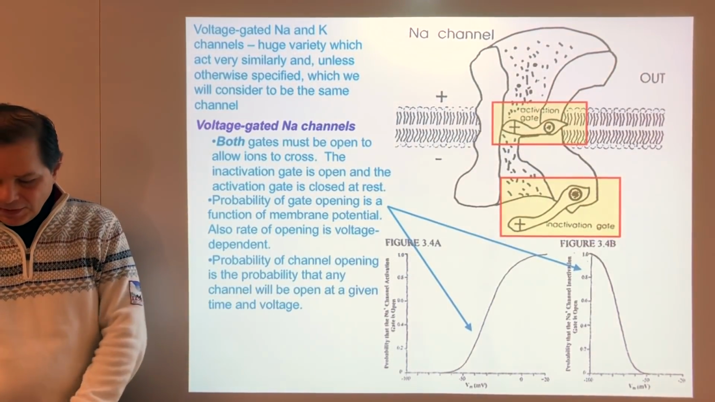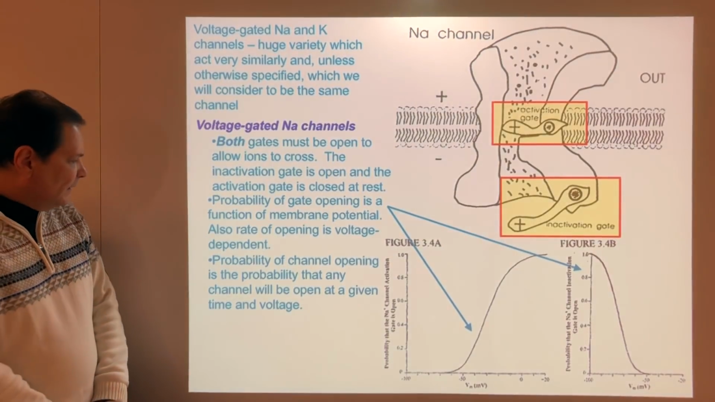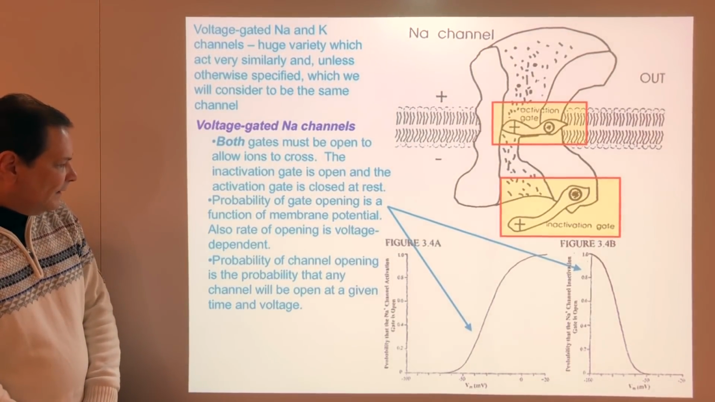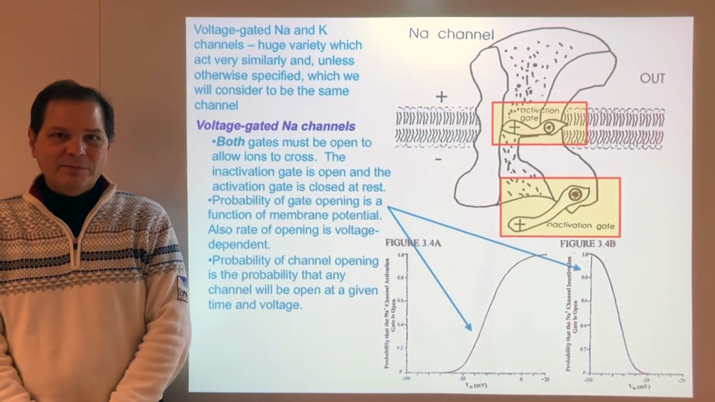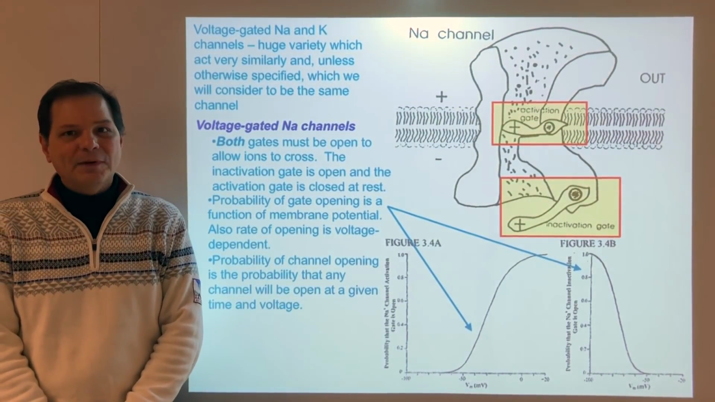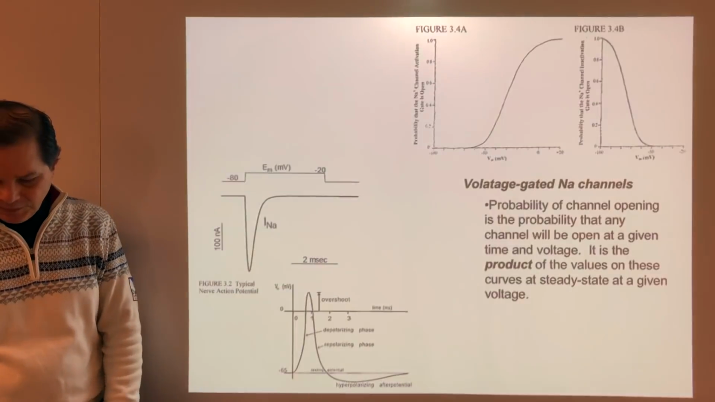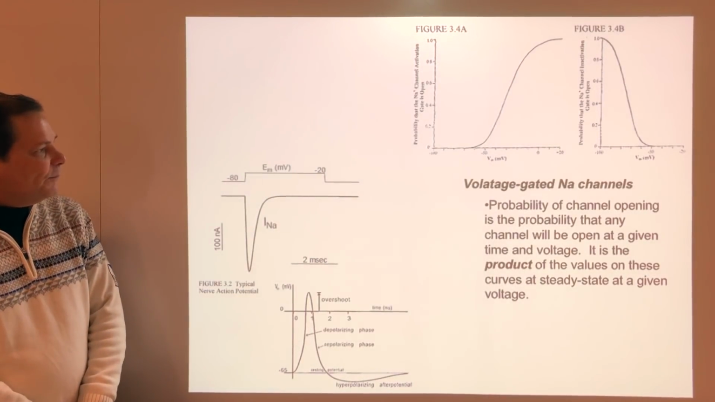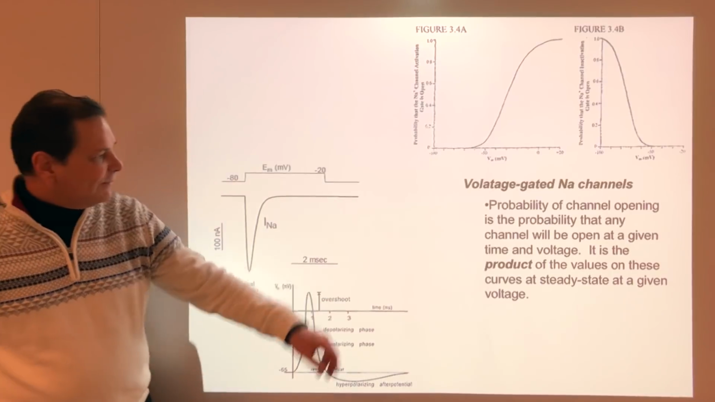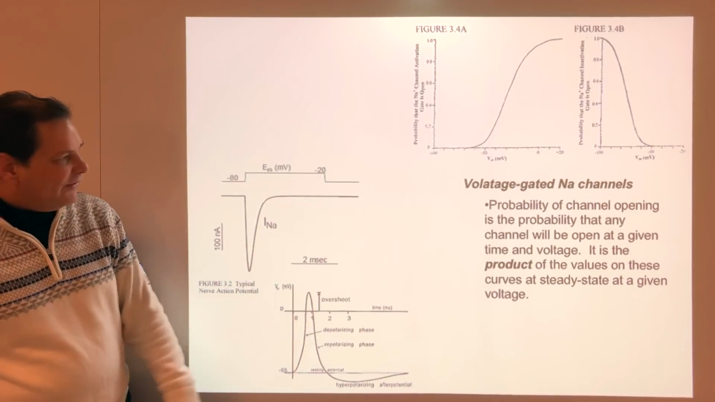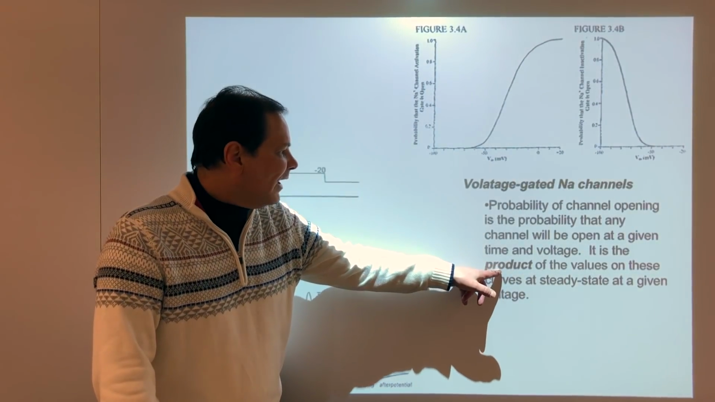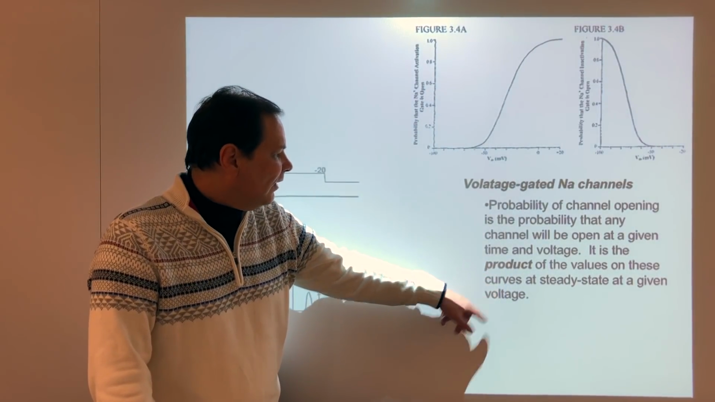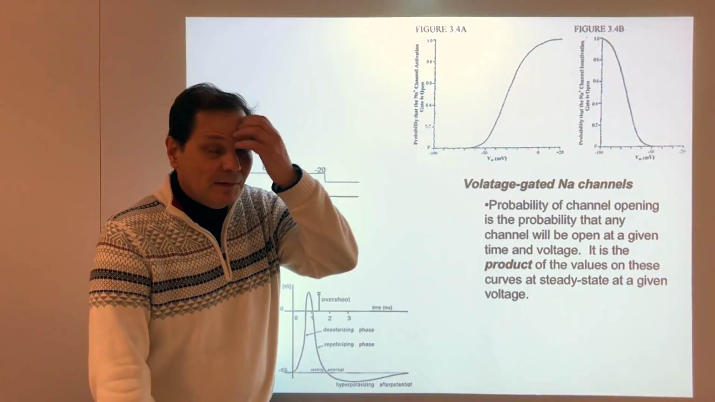And finally, the probability of channel opening is the probability that any channel will be open at a given time in voltage, which means the probability that you will find both of these gates open in the case of the sodium channel, okay? So let's talk a little bit. This is a statement I just made. The probability that both gates are open is the product of the values on the curves here, okay?